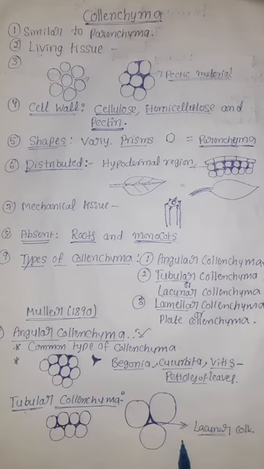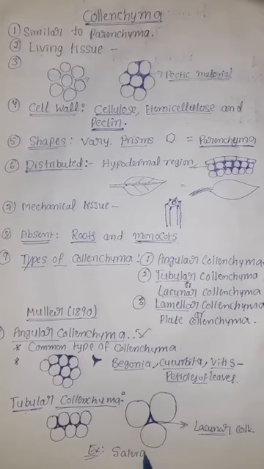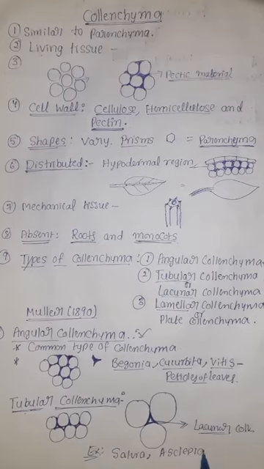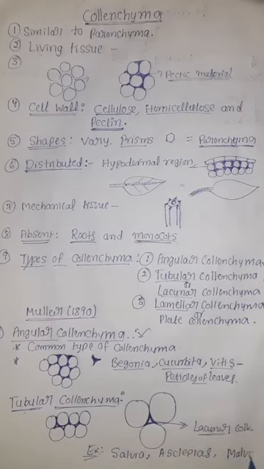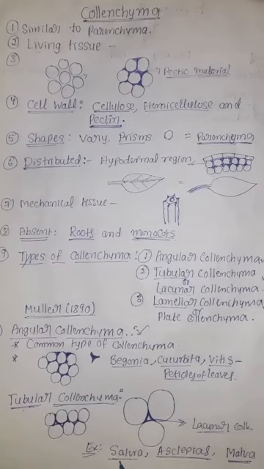This is the second type. It is found in plants, for example, Salvia, Asclepias and Malva. These are plant genera. In these genera, we can see the tubular type of collenchyma. Okay.